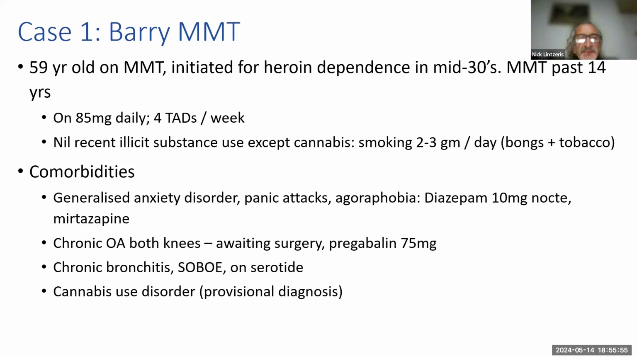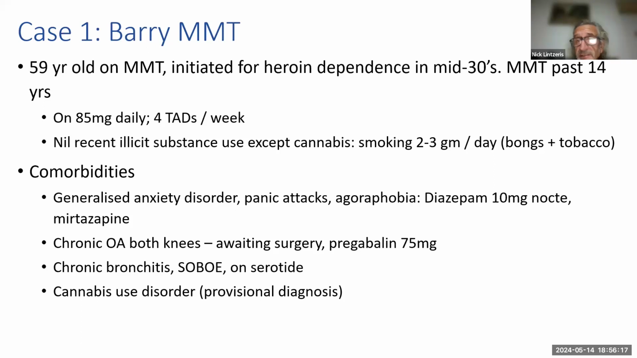The first case is Barry. Barry is a 59-year-old on methadone maintenance. Started in his mid-30s for heroin dependence, and he's been on it now for 14 years. He's now on 85 milligrams a day, 4 takeaways a week. Hasn't been using any other drugs in recent years, except for his cannabis, where he uses 2 to 3 grams a day. So that's a lot of cannabis.